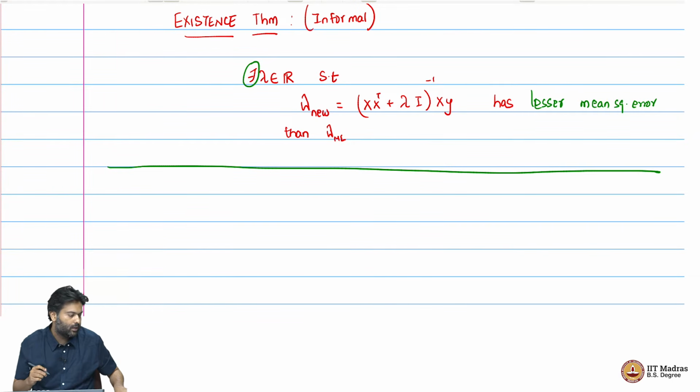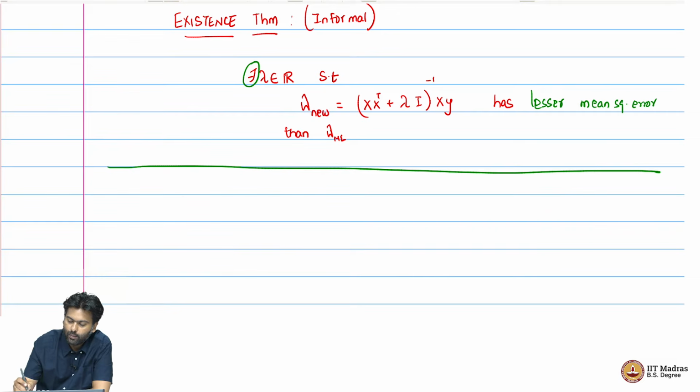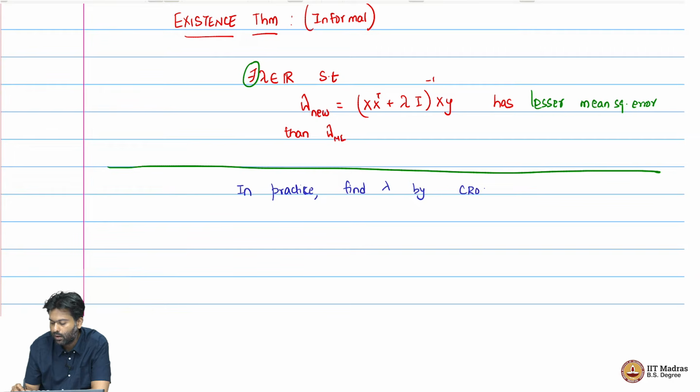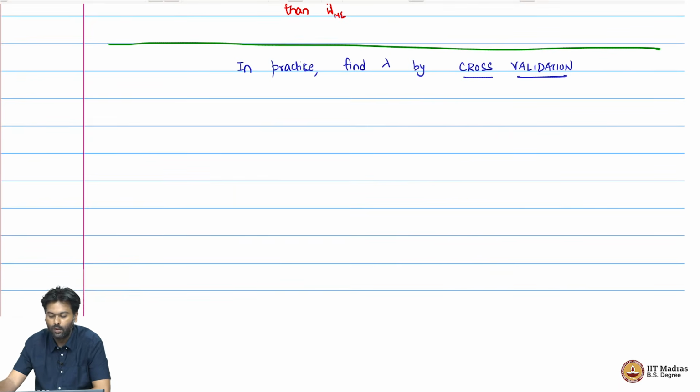Well, in practice, what you can do is find lambda by a procedure called cross validation, and this is a very common procedure. We will talk a lot about this procedure as we go along. So, what is this cross validation procedure? Well, here is what it is.